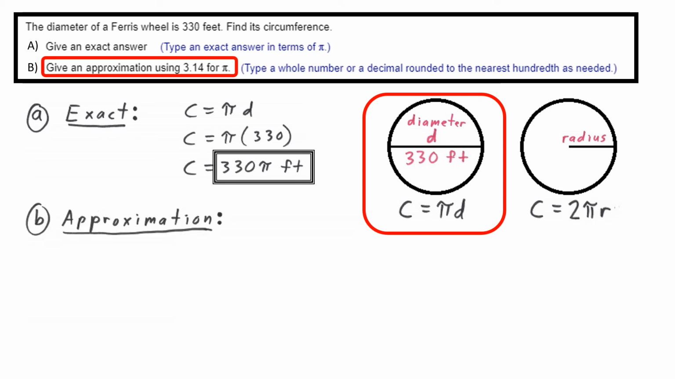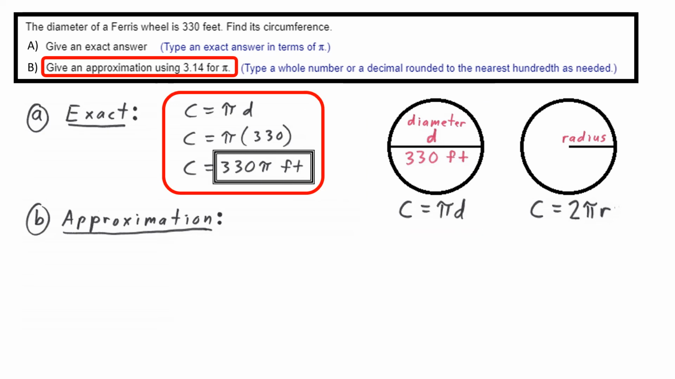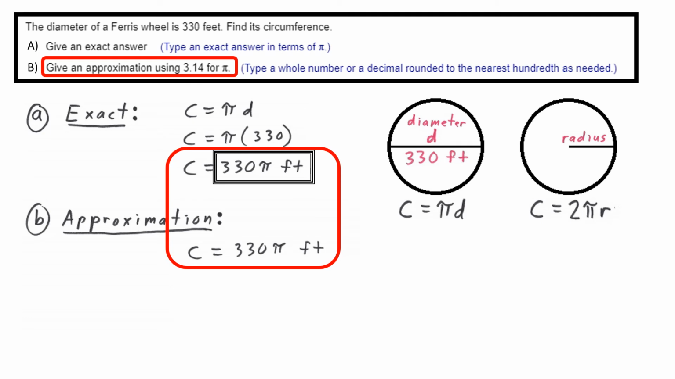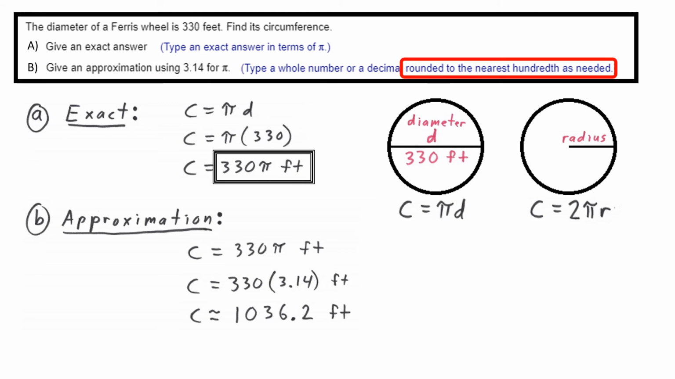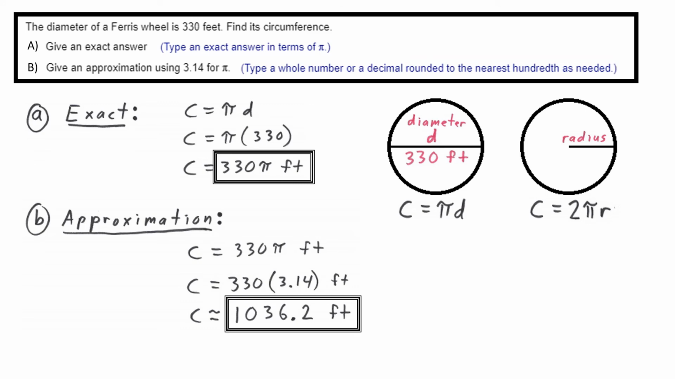Part B says to give an approximation using 3.14 for pi. We can use the information that we already worked through in part A and bring down the result. Now, because we want to approximate for pi, we replace pi with 3.14. Be careful if you're using a calculator. You may have a pi button, but that pi button will use more digits than 3.14 in the approximation, and so your answers may not match. Since this question is specifically telling us to use 3.14, that's what we need to do. When we multiply, we get 1036.2. We are asked to round to the nearest hundredth as needed, but our answer only has one decimal place, so there's no rounding necessary. And this is our final answer.